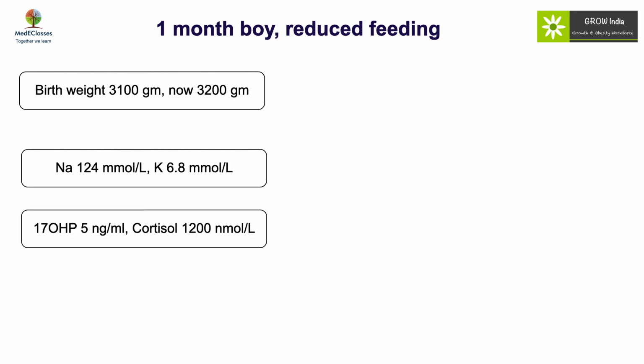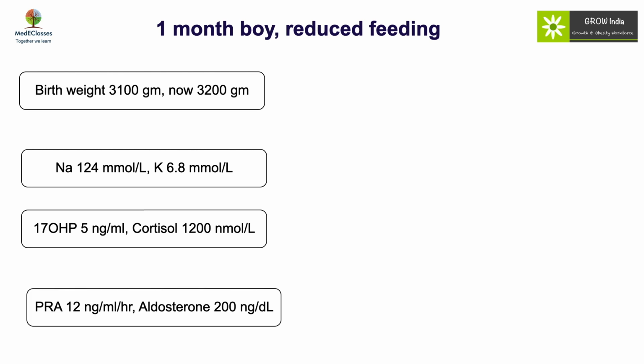17 OHP level was done, which was normal, and cortisol was high. So what we are seeing here is that there is a male with salt wasting who has a normal genitalia, whose 17 OHP levels are normal and cortisol are high. So a combined adrenocortical insufficiency is out. We are dealing either with the aldosterone deficiency or resistance.